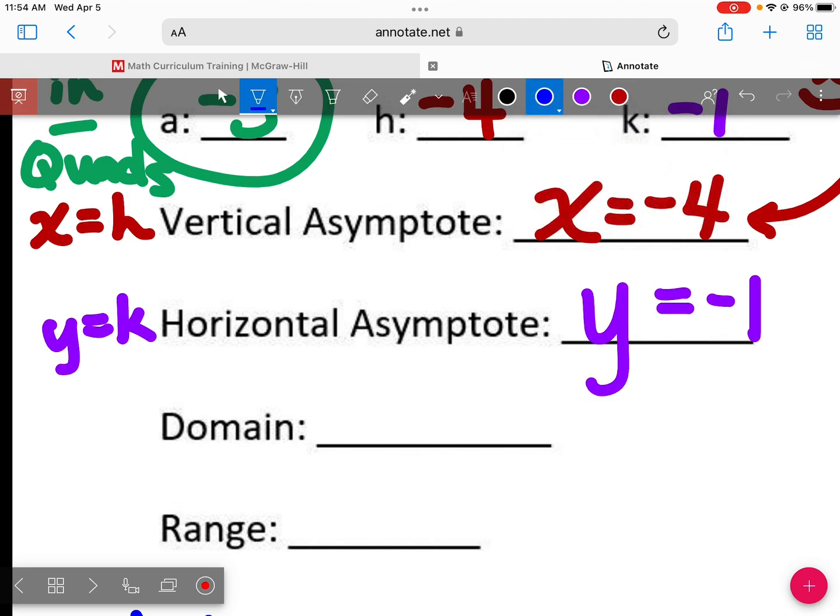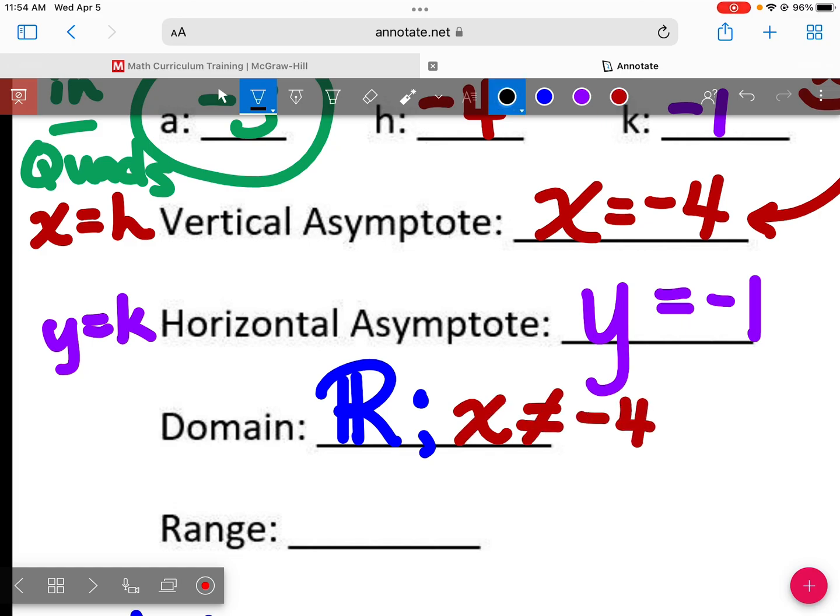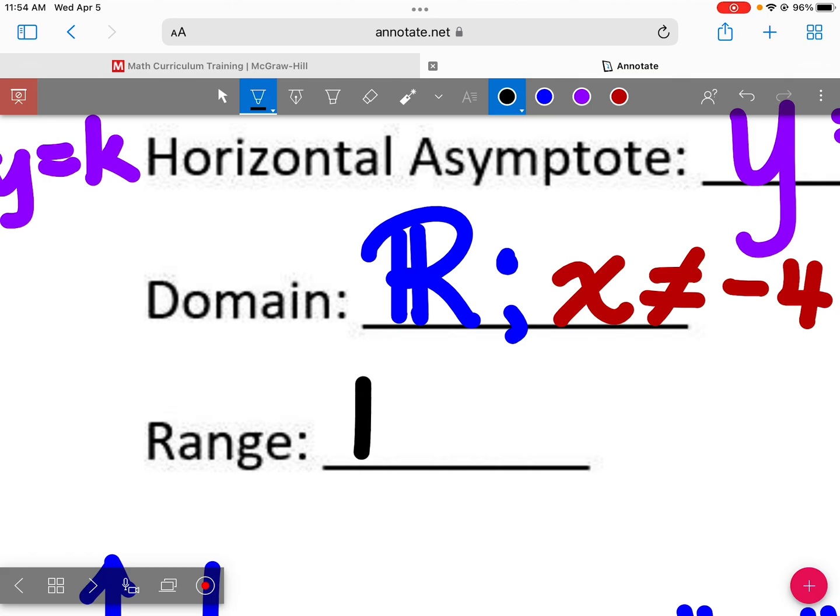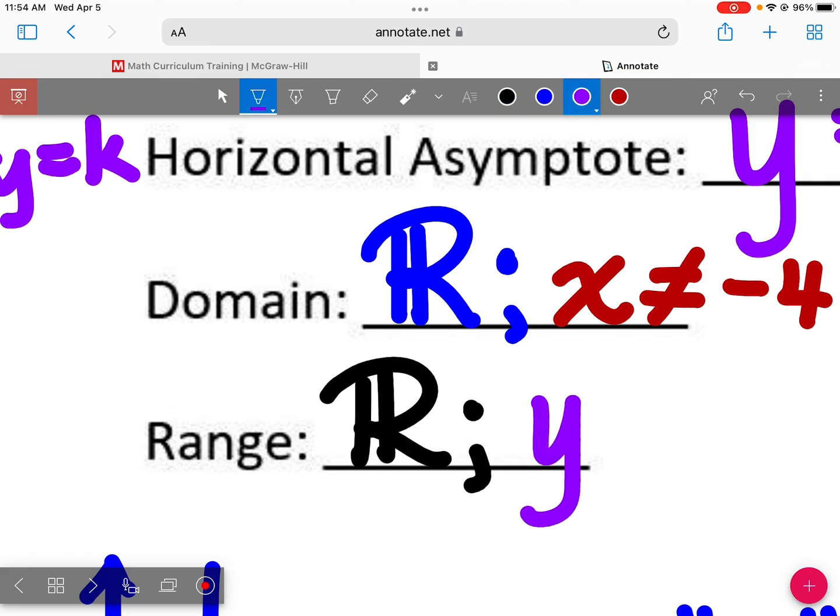What's my domain? All real numbers. X cannot equal -4. What's my range? All real numbers, and y cannot be equal to -1.